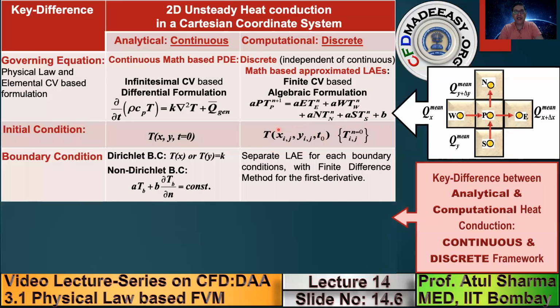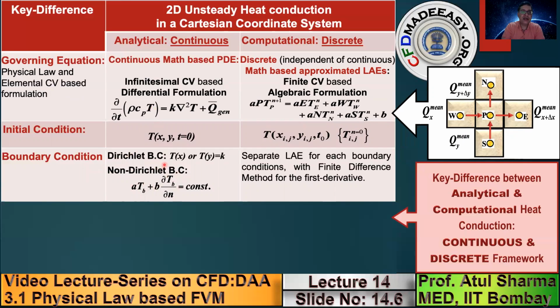Whereas in computational heat conduction, our initial condition is also grid point by grid point. We have different grid points with their x coordinate and y coordinate, so our initial condition is also discrete in nature. In analytical heat conduction, there are two standard boundary conditions which I had mentioned. Dirichlet boundary conditions, where the temperature on a surface is known. Or a non-Dirichlet boundary condition, where you have a first derivative. You can have either insulated, constant heat flux, or a convective boundary condition, where in a non-Dirichlet boundary condition you get a linear combination of the value of the temperature and a normal temperature gradient on any surface.